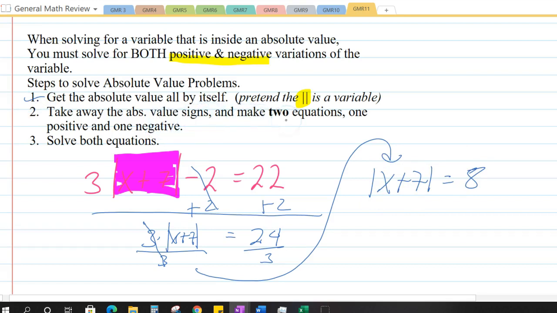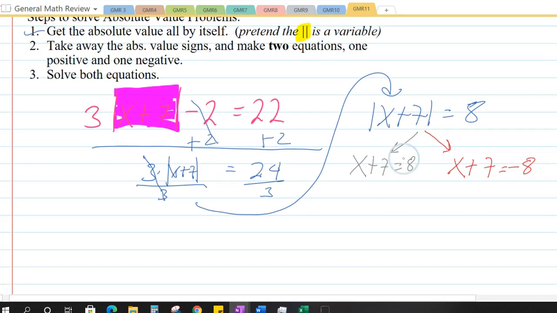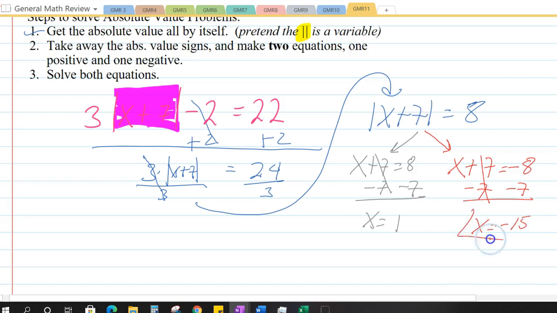Take away the absolute value signs and make two separate equations. I'm going to have a positive version and I'm going to have a negative version. We have x plus 7 equals positive 8, x plus 7 equals negative 8. We solve both equations. I'm going to subtract 7 from both sides, which gives me x is equal to 1 and x is equal to negative 15.